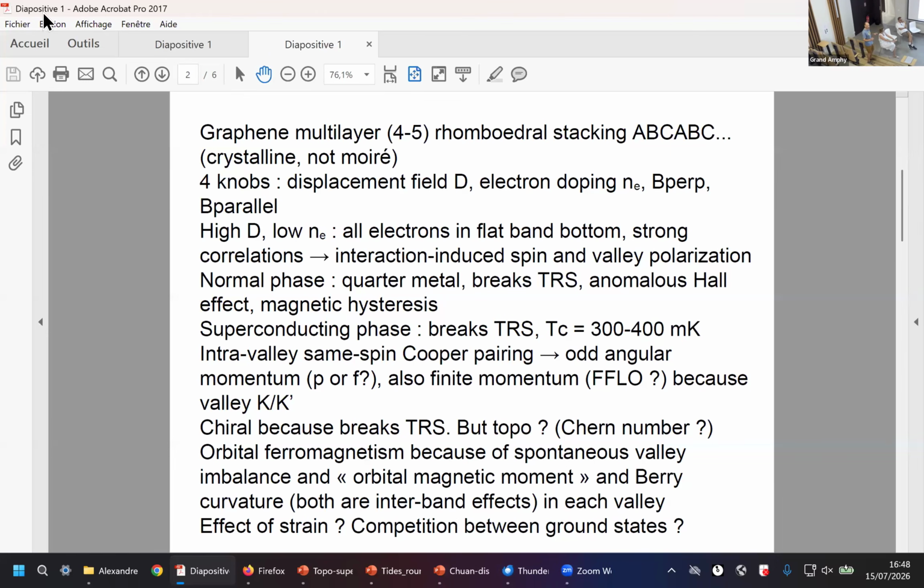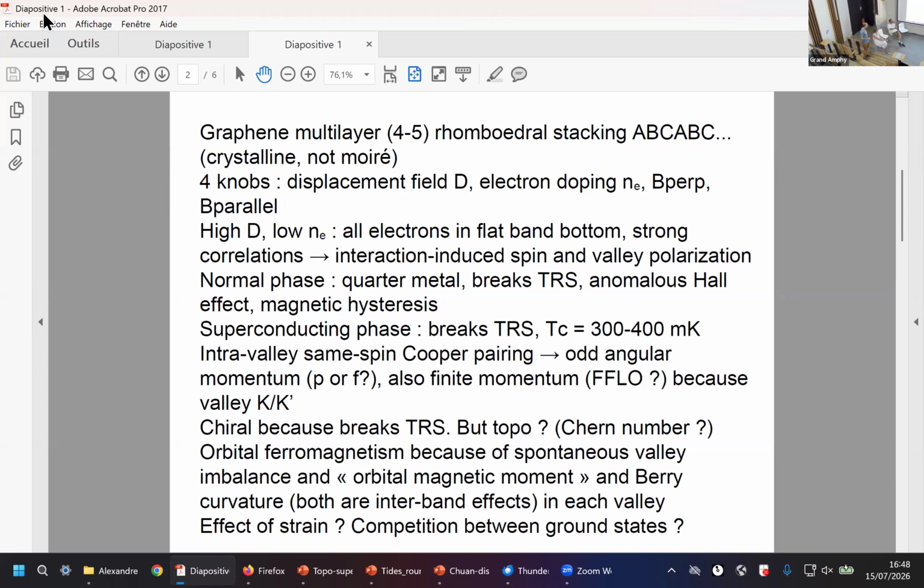So let's assume that we are discussing at a level where we don't make really the difference with standard graphene. We have 2 spin flavors and we have K and K prime valleys. So due to interaction, you can polarize, only have 1 spin and only 1 valley that is populated. If you are in the normal phase, they call this a quarter metal because it's only 1/4 of the internal flavors that are populated. It spontaneously breaks time reversal symmetry because you no longer have compensation between valleys and spin. Therefore, in the normal state, it can show anomalous Hall effect, so Hall effect in the absence of an applied magnetic field. It also shows magnetic hysteresis.